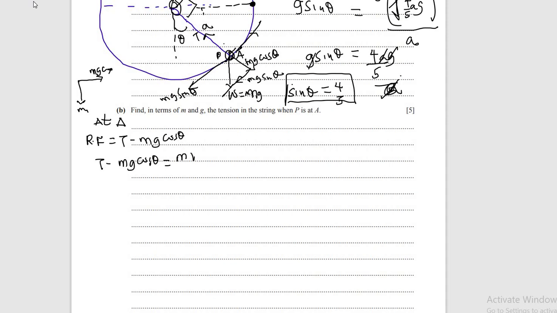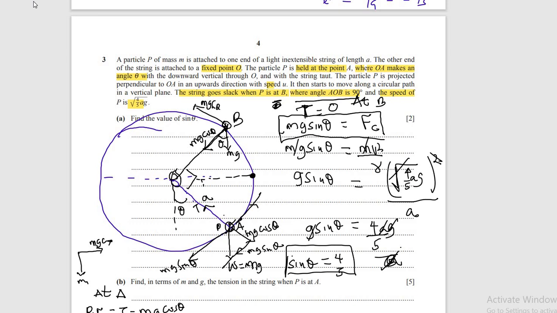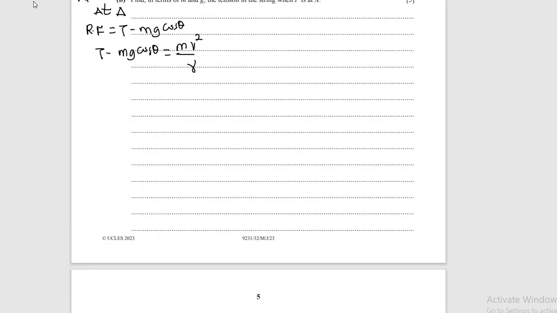Will give us mv squared over r. And the velocity they use in projecting the body at A. The question said at A, when they projected the body, they projected with the speed of u. Can you see? They project with the speed of u. So we have T minus mg cos theta equal to mu squared over radius a. That's equation 1.